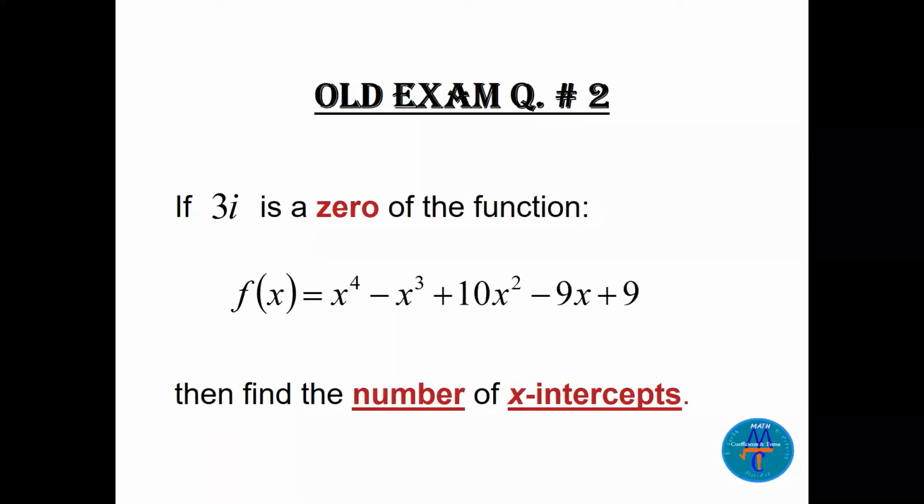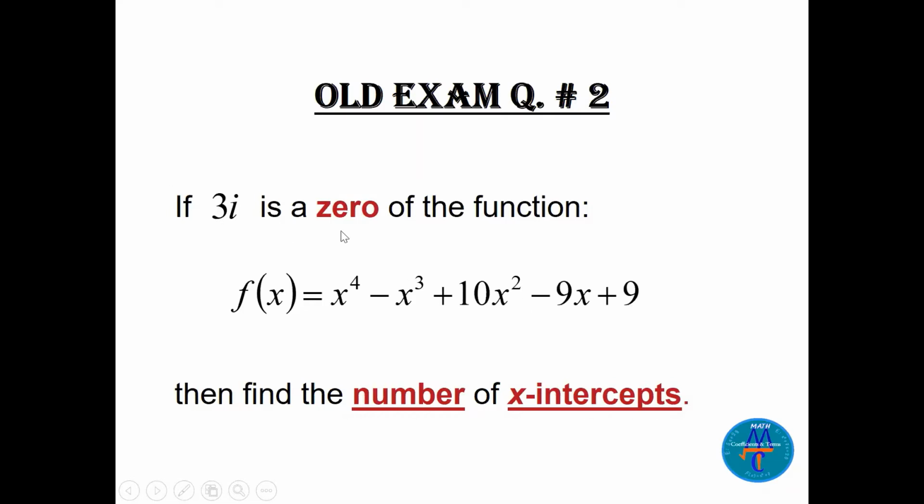Now question 2 says, if 3i is a 0 of the function x to the power 4 minus x cubed plus 10x squared minus 9x plus 9, find the number of x-intercepts. We know this is a polynomial function of degree 4. We check the coefficients: 1, minus 1, 10, minus 9, 9. All of them are real, yes.